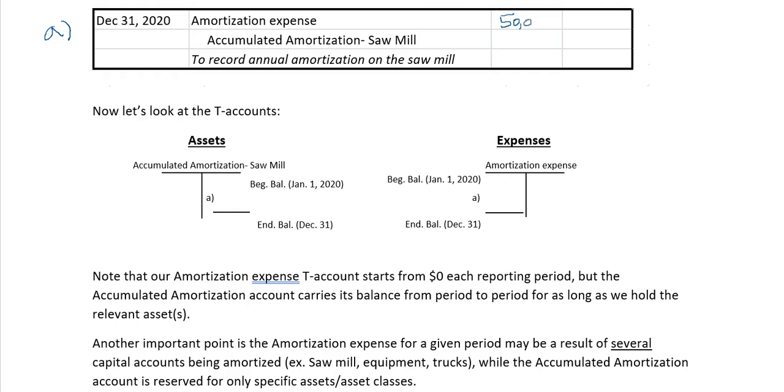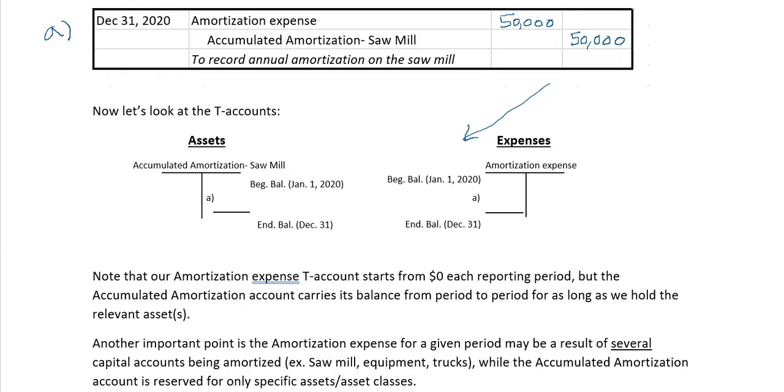We have a rate of $50,000 per year. So debit amortization expense, credit accumulated amortization sawmill, and that's a journal entry all done. So we're now going to post from a journal entry into our general ledger.